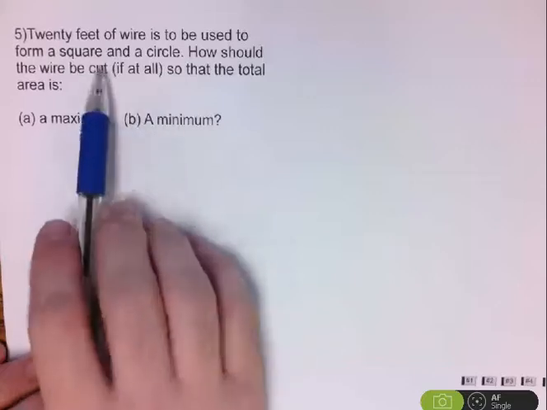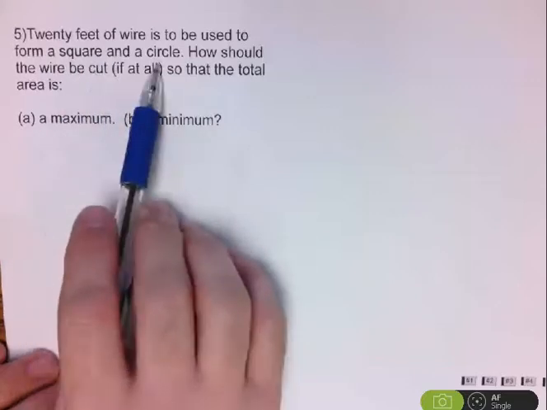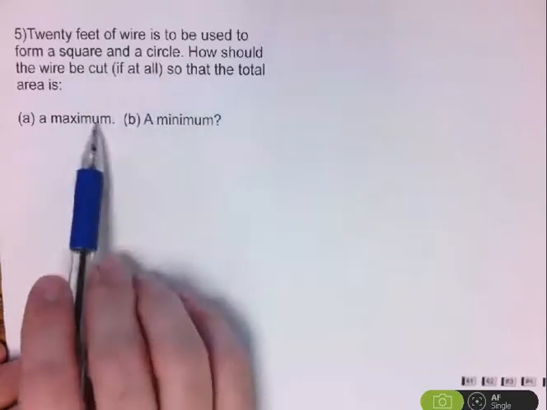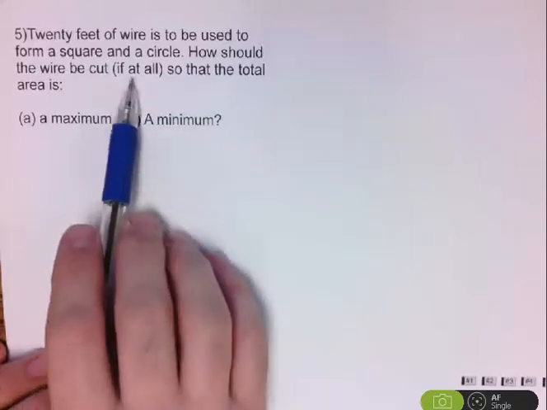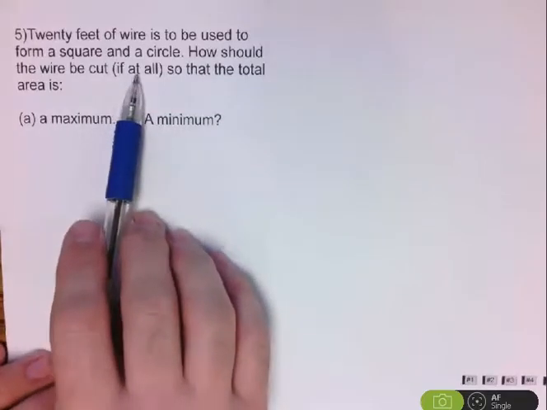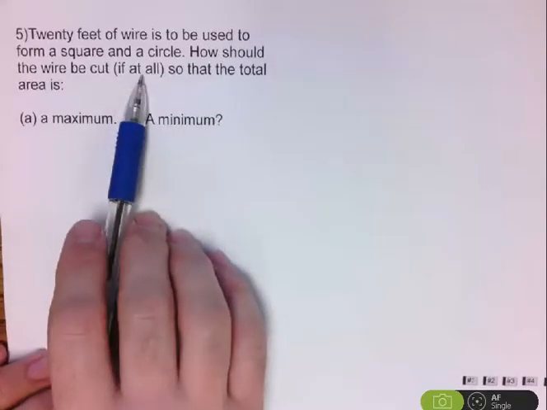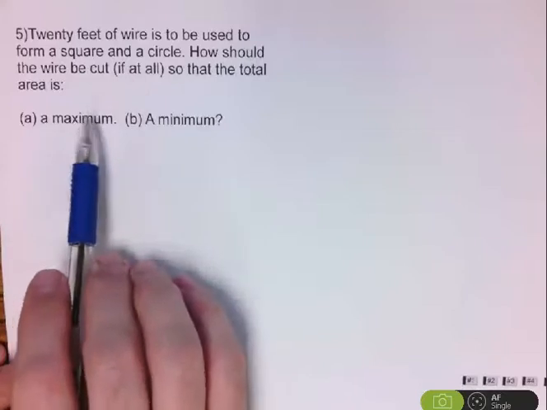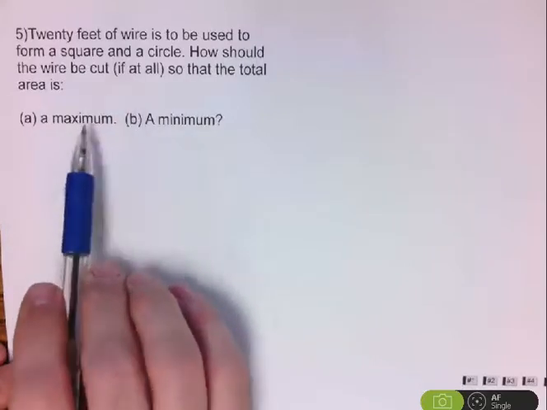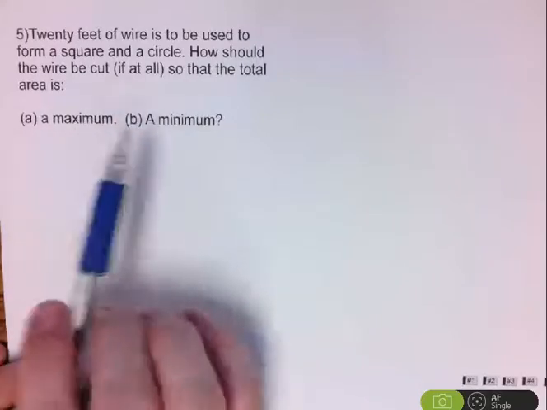Alright, so I know some people always say, but it says you have to make a square and a circle, but I don't think that's what it means when it asks you for both. If they're giving you this option, then that is an option. So that means you have to check what if you use all 20 feet for just the circle, or all 20 feet for just the square. Does that give you a maximum or a minimum, if at all?